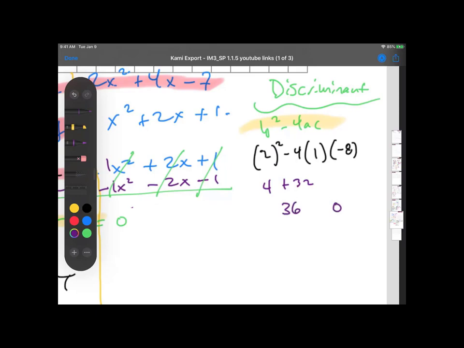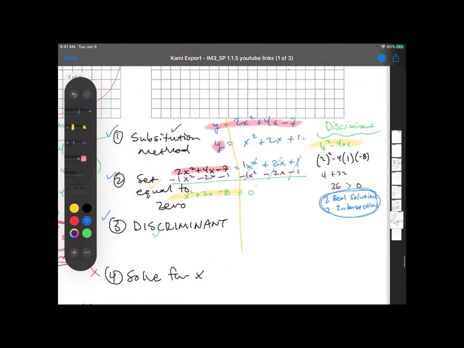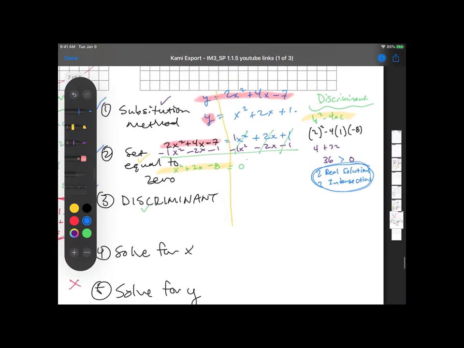And 36 is greater than 0. What does that tell me? There's going to be 2 real solutions. 2 real solutions. Okay? That means it's going to cross or intersect, 2 intersections. That's what it means. So let's not forget that as we do the rest of this math over here. Okay? So we've done the discriminant.